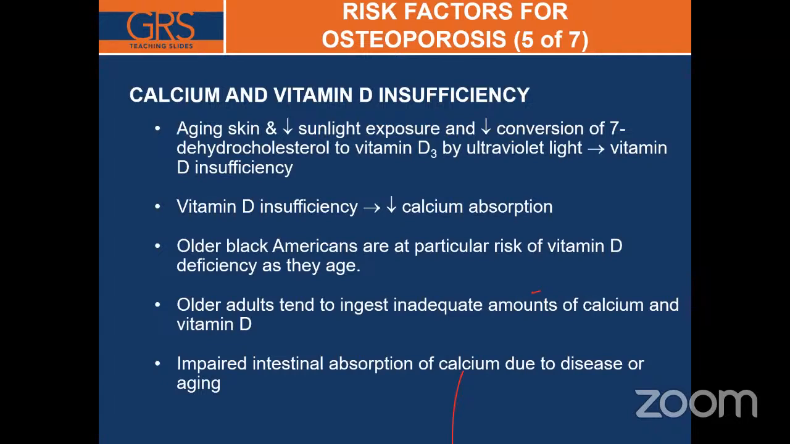Calcium and vitamin D insufficiency. Aging skin and decreased sunlight exposure lead to decreased conversion of 7-dehydrocholesterol to vitamin D3 by ultraviolet light, leading to vitamin D deficiency and decreased calcium absorption. Older Black Americans are at particular risk of vitamin D deficiency as they age, due to nutritional habits and skin. Older adults tend to ingest inadequate amounts of calcium and vitamin D. Also, there is impaired intestinal absorption of calcium due to disease or aging.